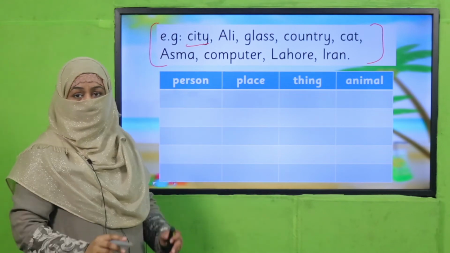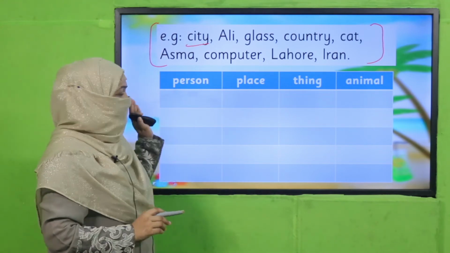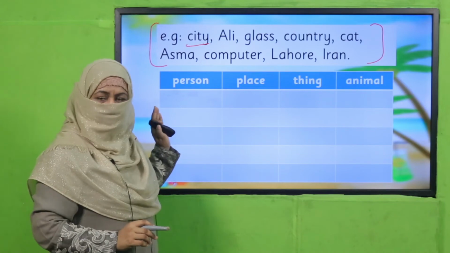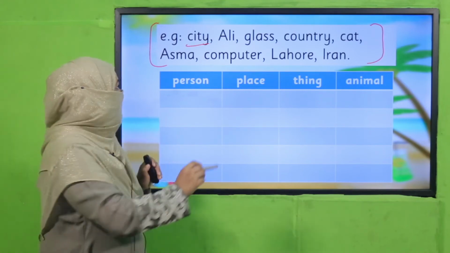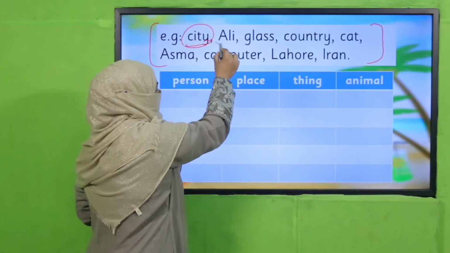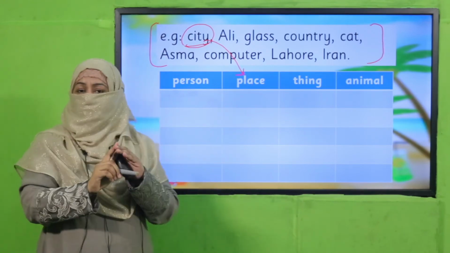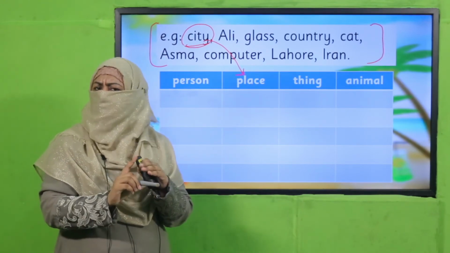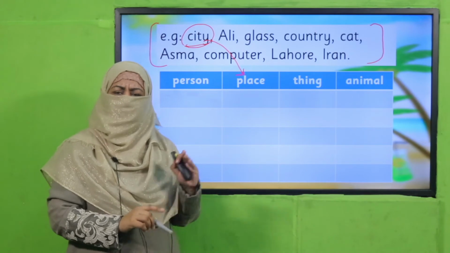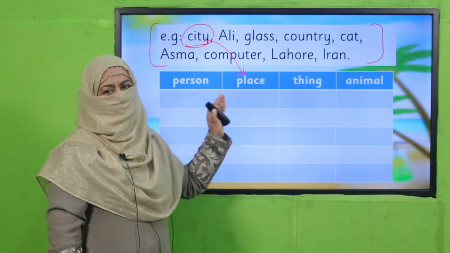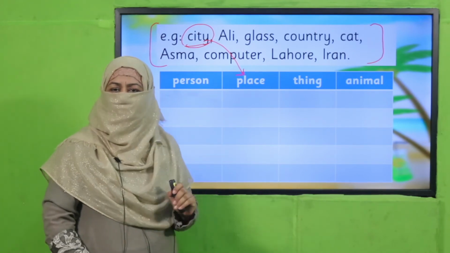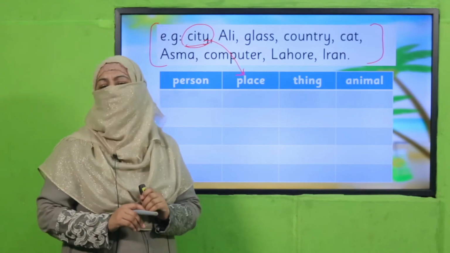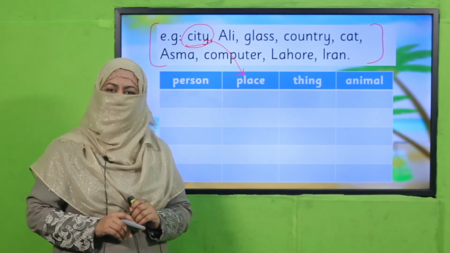So children, what you are going to do, you will read the first naming word, for example, city. So which category does this naming word belong to? City is a naming word for place. So you need not be confused whether it's common or particular. Which category it belongs to, you have to write it in the relevant column. Right? So pause the video, enjoy the activity, and then come back.